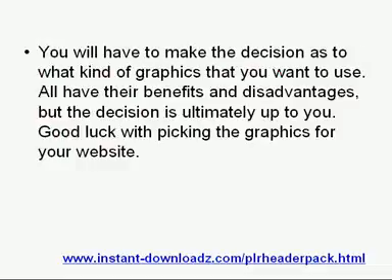You will have to make the decision as to what kind of graphics you want to use. All have their benefits and disadvantages, but the decision is ultimately up to you. Good luck with picking the graphics for your website.